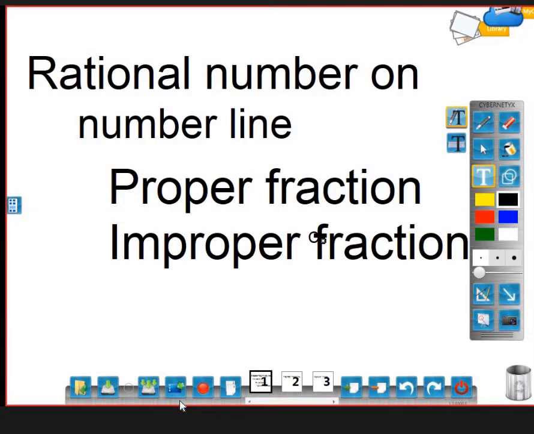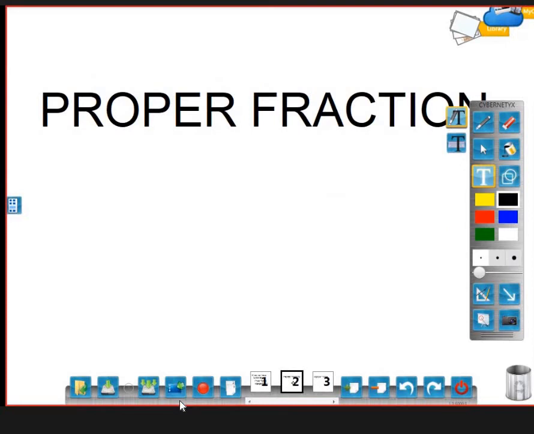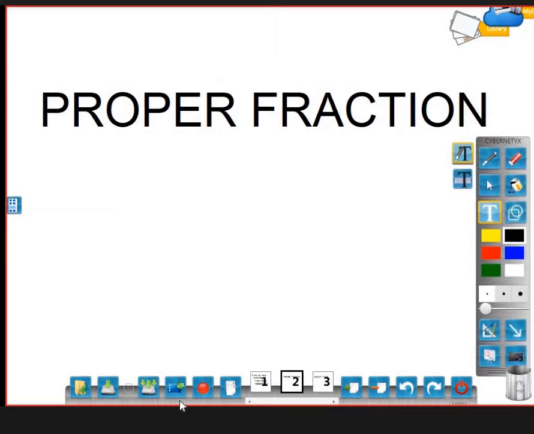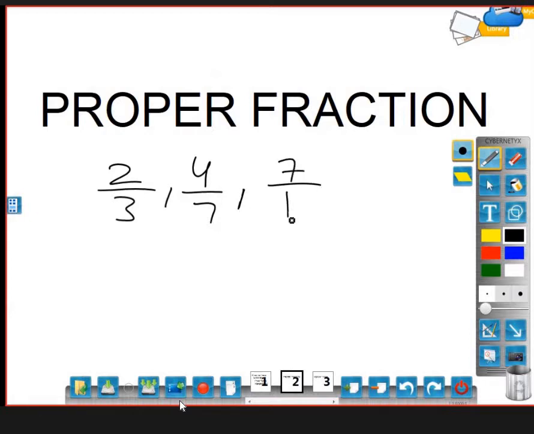Now in fractions we have two types, proper fractions and improper fractions. First we take the proper fraction. How do we represent a proper fraction on the number line? Examples of proper fractions are 2 by 3, 4 by 7, 7 upon 11. How do we represent a proper fraction?